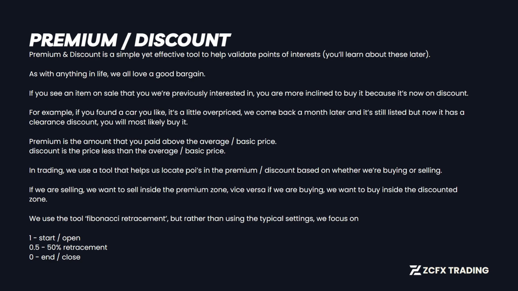In trading, we use a tool that helps us locate points of interest in the premium or discount based on whether we are buying or selling. If we are selling, we want to sell inside of the premium zone. Vice versa, if we are buying, we want to buy inside the discounted zone. We use the tool Fibonacci retracement, but rather than using the typical settings, we focus on just the open, or it doesn't matter which way it is, but the 1, 0.5 and a 0. Okay, so those are the three numbers you want on your Fibonacci.